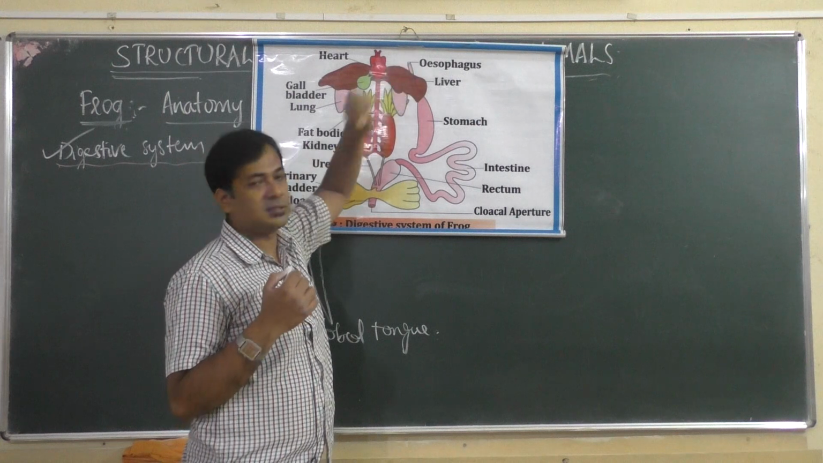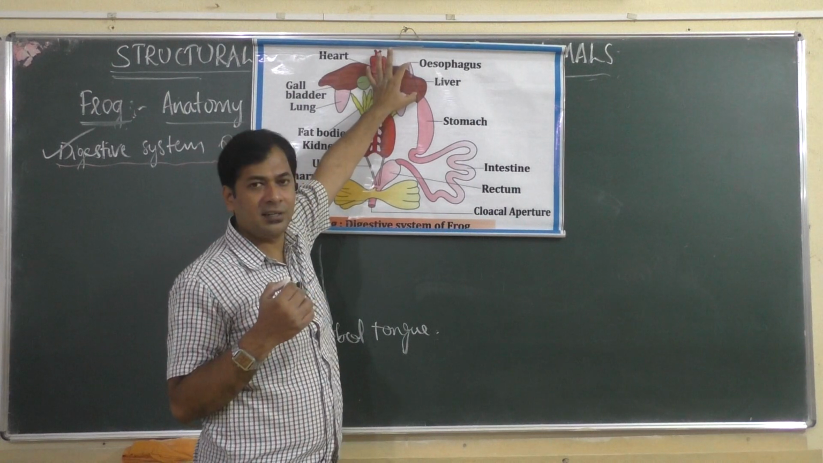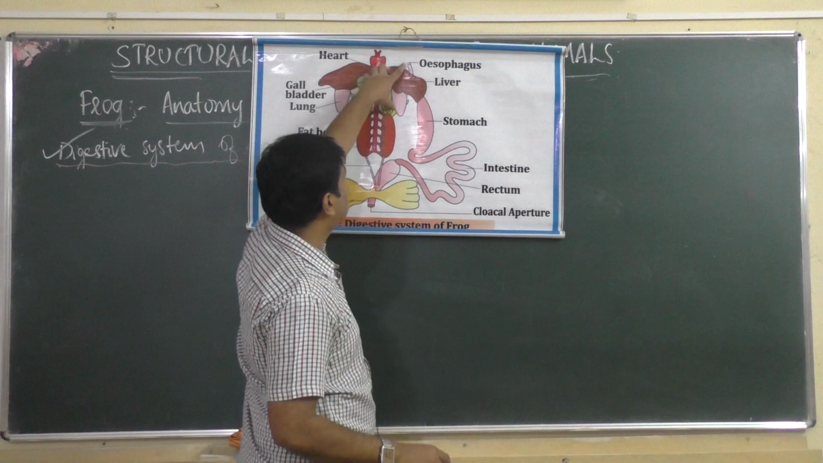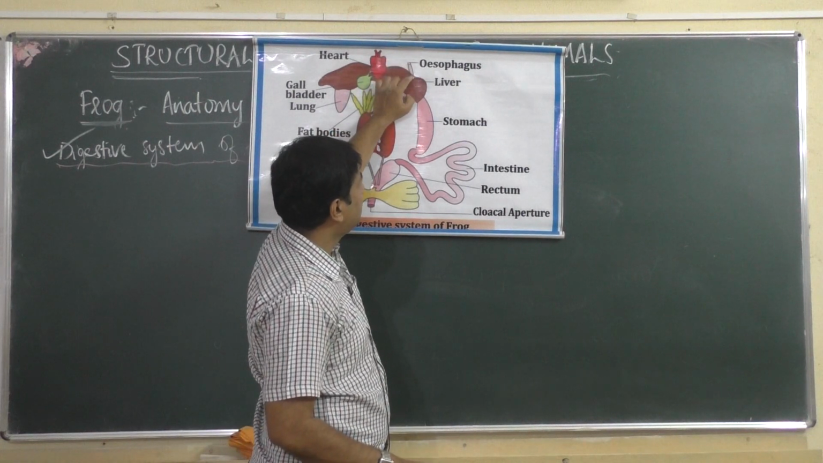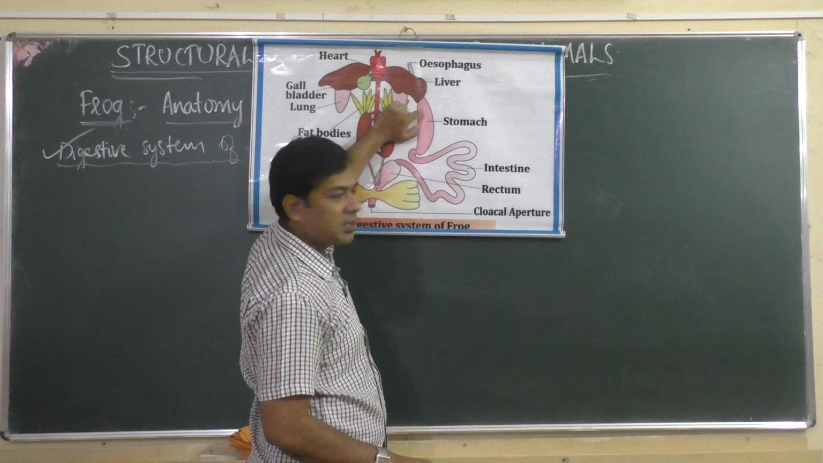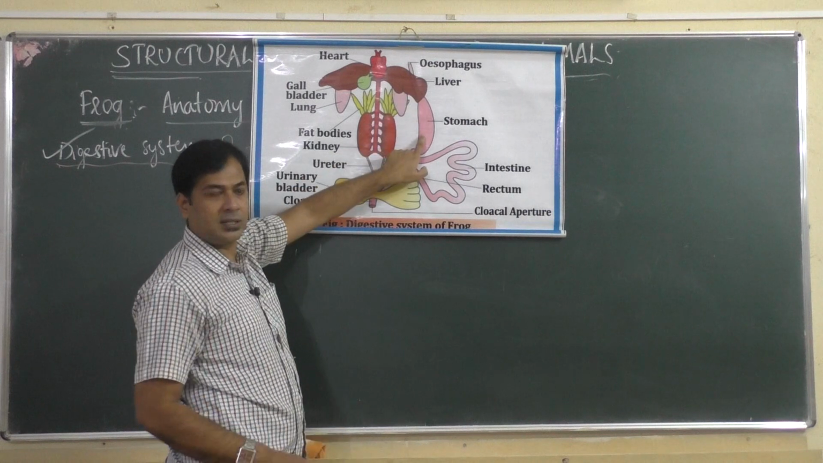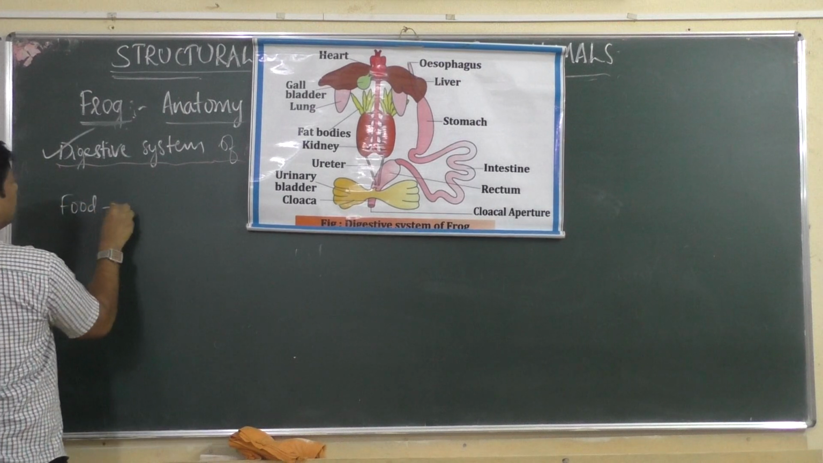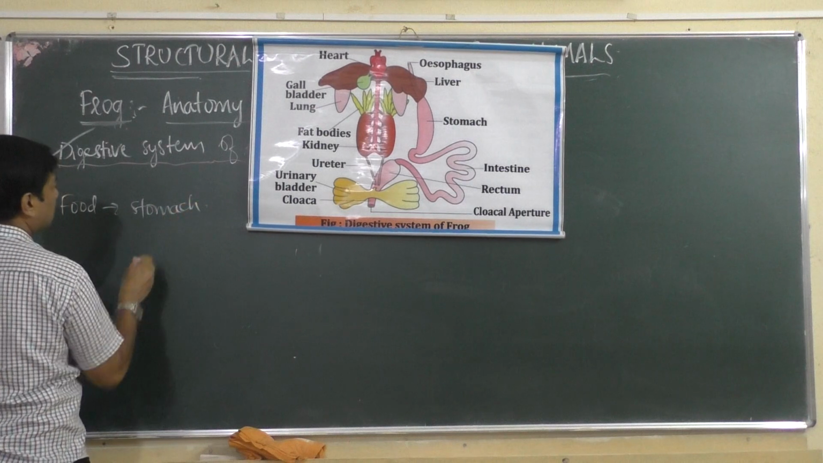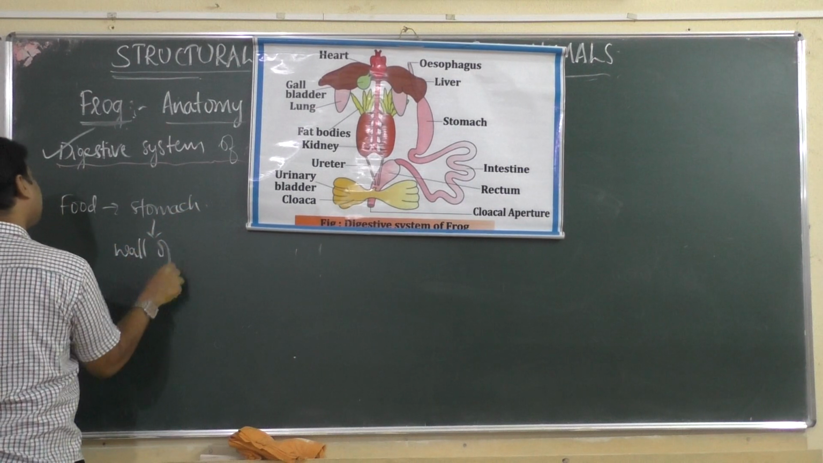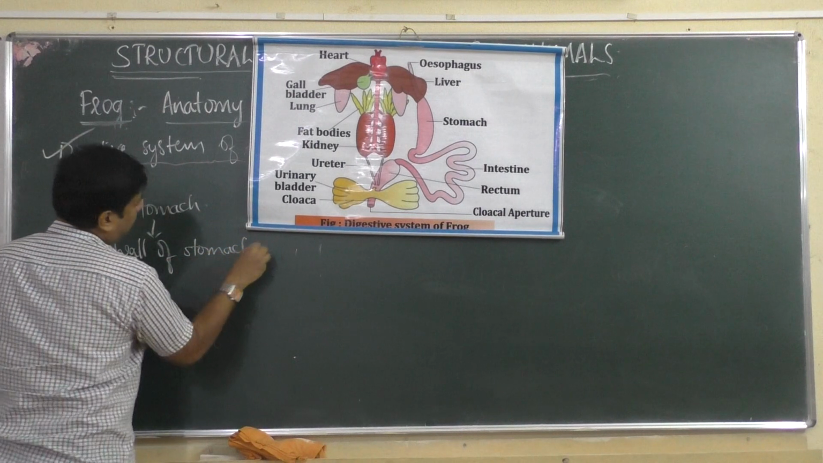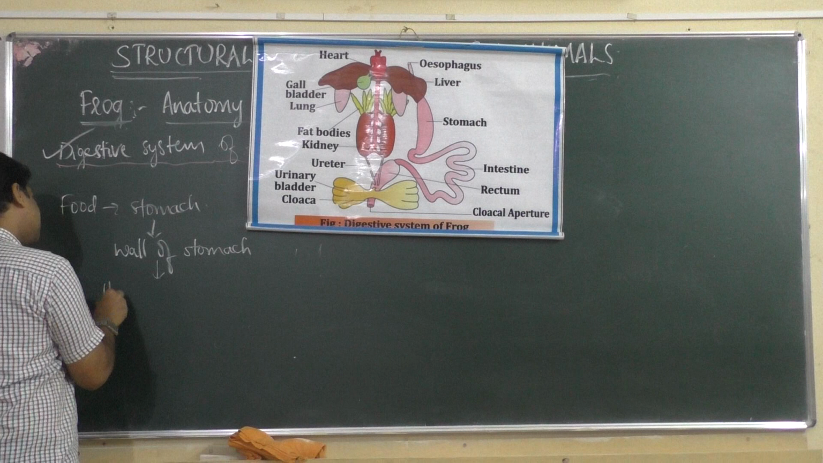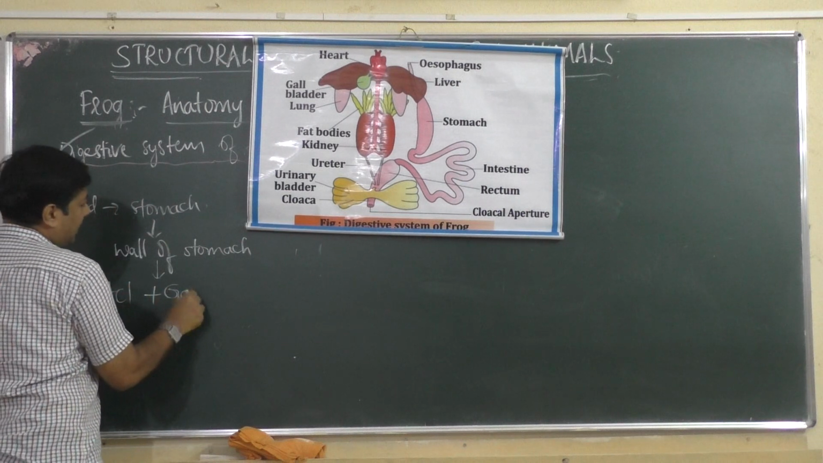You see there, esophagus. The esophagus is short here, short esophagus, that is the food pipe. So food comes to the esophagus, which is a short tube, you can see. Then food comes to the stomach. You can see this part, that is the stomach. When food comes to the stomach, the inner wall of the stomach secretes two things. Secretes means releases two things. One is HCl, hydrochloric acid, and the other is gastric juices.